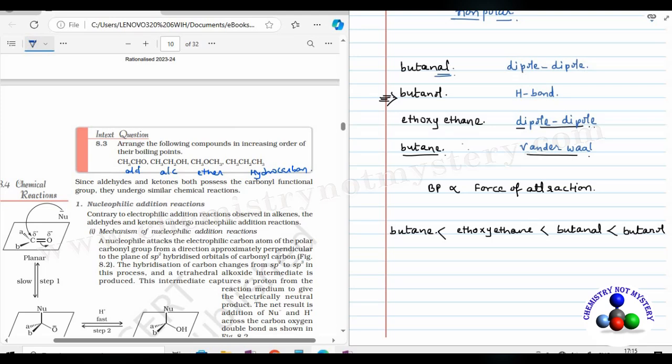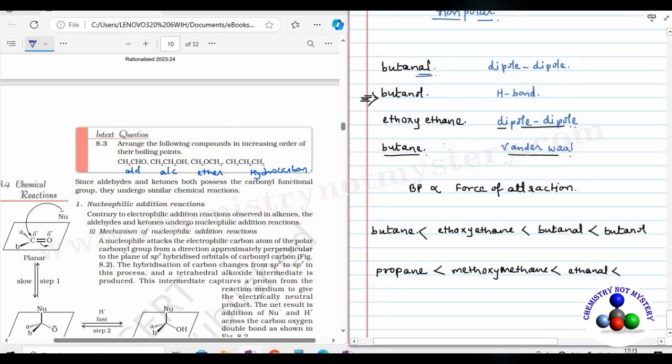So here when you arrange them, you will get propane. Propane will have the least boiling point. After propane, there will be ether, methoxymethane. After methoxymethane, the aldehyde, it is acetaldehyde or ethanal. After ethanal, ethanol will have the highest boiling point. So here you can write ethanol. Ethanol will have the highest boiling point among them.